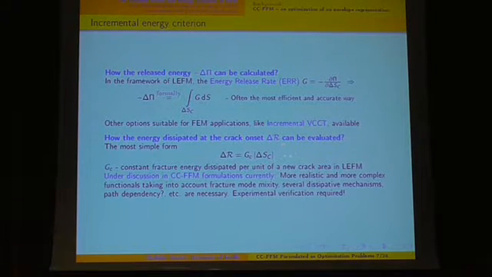This is the most simple situation, where GC is the fracture energy dissipated per unit of new crack area in linear elastic fracture mechanics. But it is under discussion currently in the community of finite fracture mechanics, because a more realistic and more complex functional, taking into account fracture mode mixity and several disparate mechanisms, should be developed and proposed, and experimental verification of the formula for dissipated energy is needed.